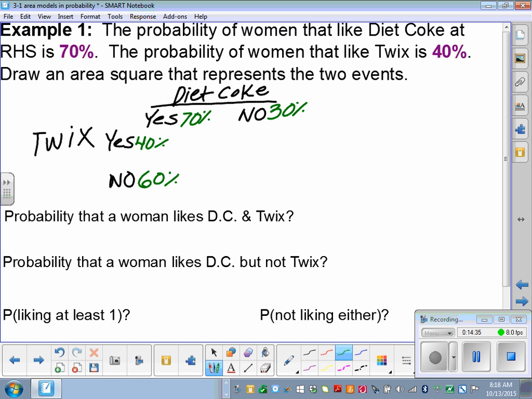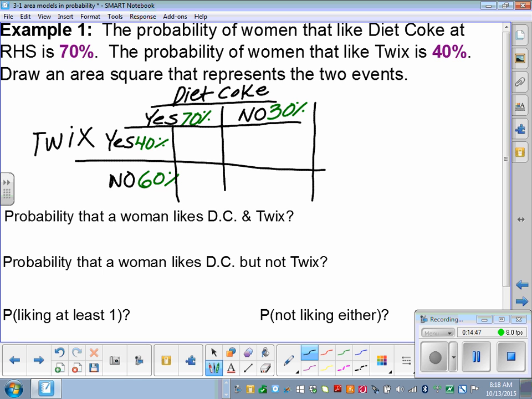So now I'm going to draw my lines so that I have my area square. So we have yes or no separated here, and yes or no separated here. This wasn't the prettiest area square. Now if you look at your area square, right here would be yes and what? Yes and yes. And then this would be no and yes. This would be yes and no. And this would be no and no.